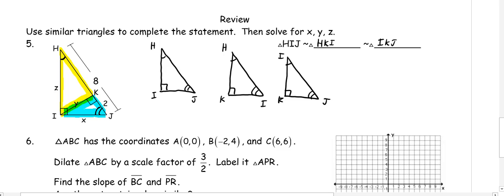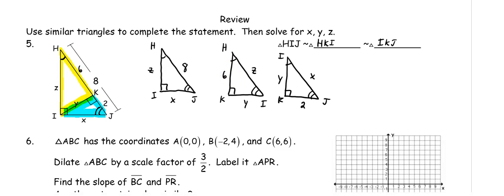Then we can label what we know. So we know that HJ is 8. We know that HI is z. We know that IK is y. We know that IJ is x. And we know that KJ is 2. And if the whole side over here is 8 and KJ is 2, this leftover part is 6. So now I can solve for my variables.